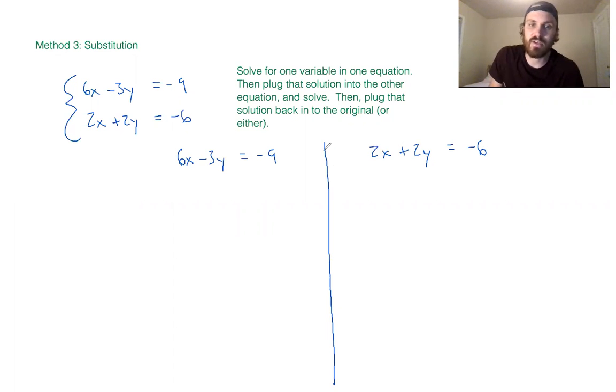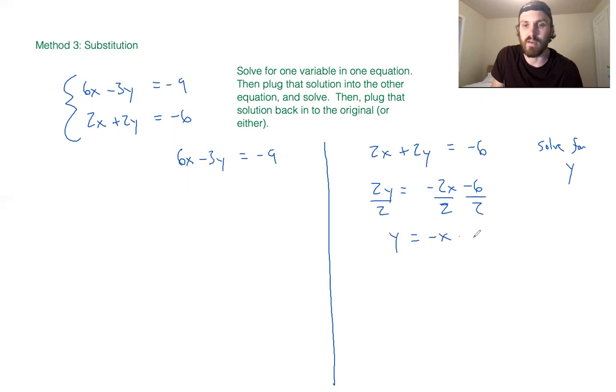I tend to like 2's a little bit better than 3's and 6's and negatives, so I'm going to solve for y. And to do that, I'm going to subtract 2x and get 2y equals -2x minus 6. And then I'm going to divide everything by 2, and get y equals -x minus 3. Okay, so now at this point, I have solved for one variable in one equation. Now I'm going to plug that in to the other equation.